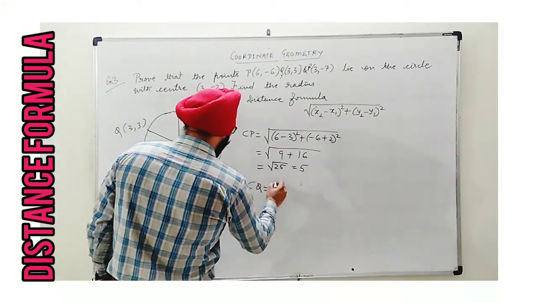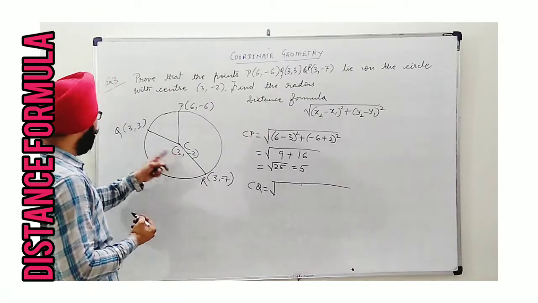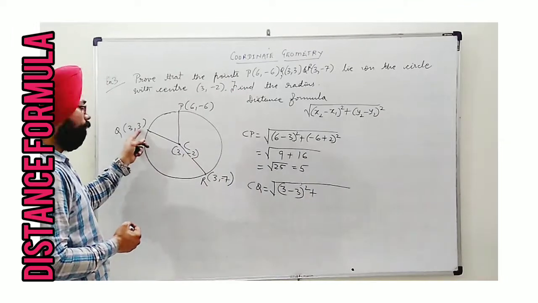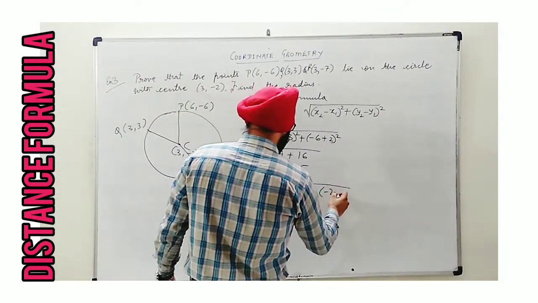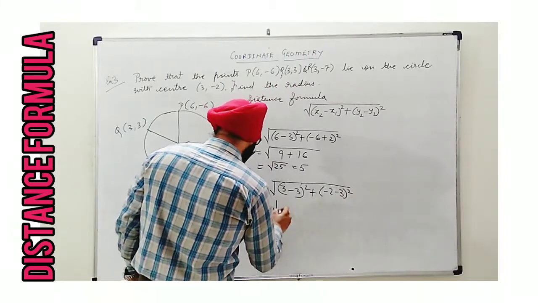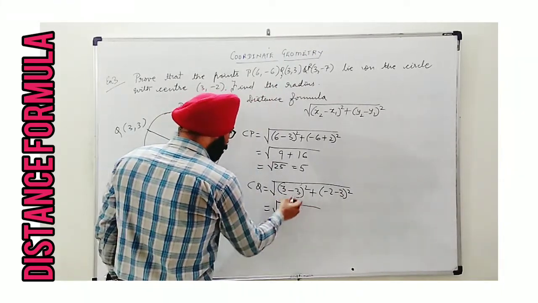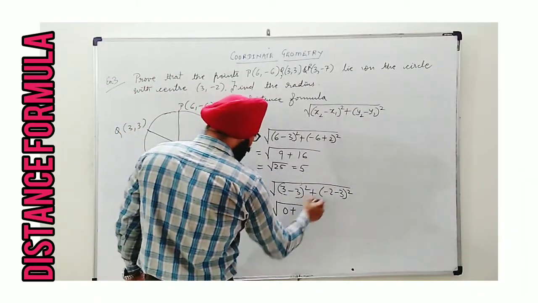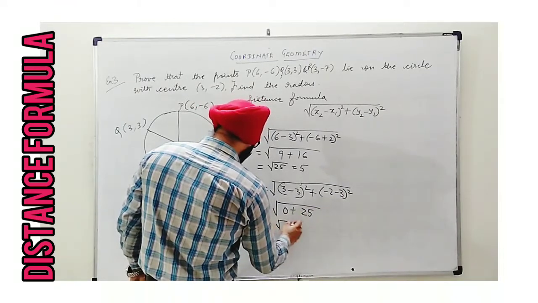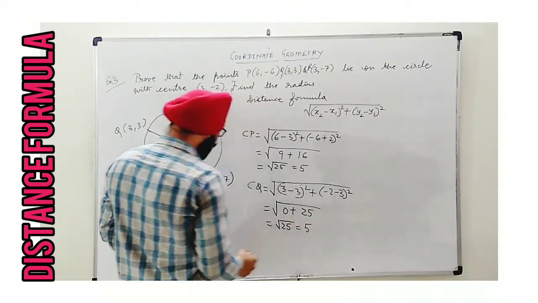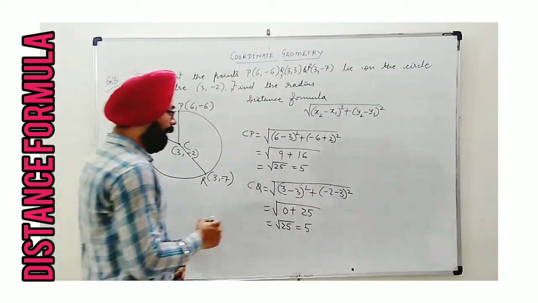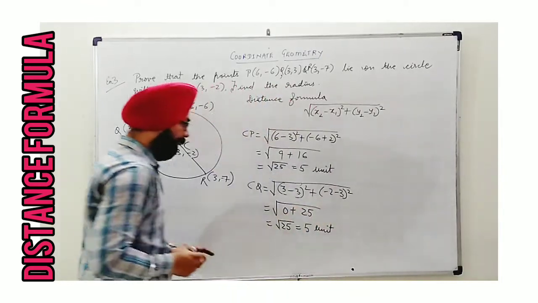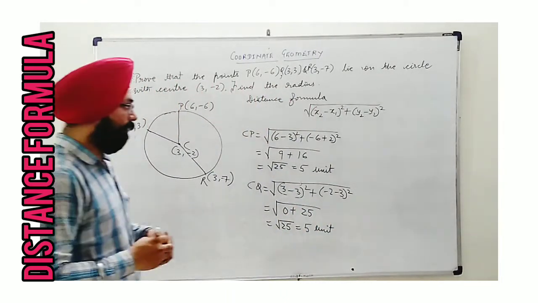Now CQ, 3 minus 3 whole square plus minus 2 minus 3 whole square. Solving, as I see 3 minus 3 is 0, so this term remains 0, plus minus 2 minus 3, minus 5 square is 25. For sure we are going to get root 25, which is 5. CQ we have obtained 5. As we don't know anything about unit, so you can put a unit for that. Next is the CR we are waiting for.